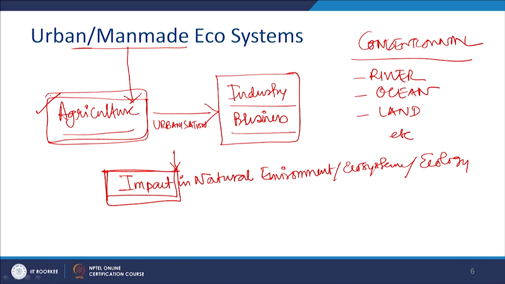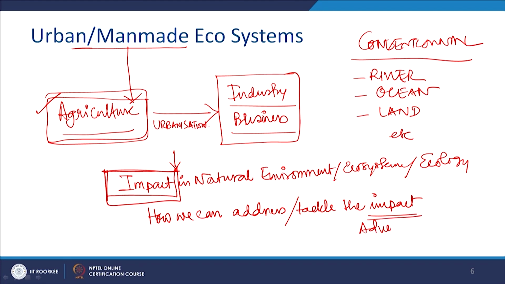The moment the impact is there, the question is how we can address or tackle the impact so that it does not have an adverse effect on the environment. This is very easy to say, but very difficult and challenging to do, because in most cases we have seen that urban ecosystems and urban ecology are disturbed because of wrong treatment of urbanization or urban planning. People, intentionally or unintentionally, could not measure the impact and could not address the adverse impact due to the change from the agricultural setup to the industry and business setup.